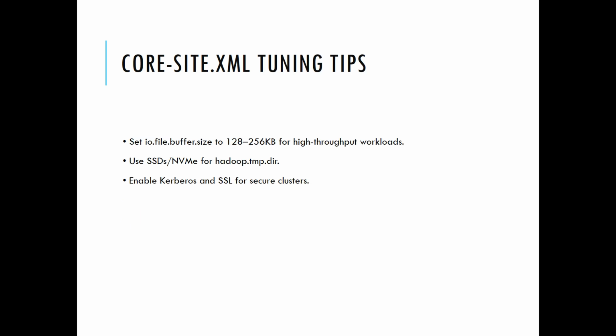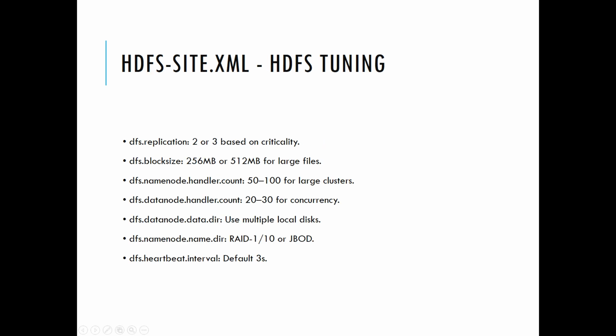Now let's look at tuning recommendations for core-site.xml. For high-throughput workloads, set io.file.buffer.size between 128 and 256 kilobytes. Always assign hadoop.tmp.dir to high-speed SSD or NVMe storage devices. For security, it is strongly advised to enable Kerberos for authentication and configure SSL encryption for secure data transmission within your Hadoop cluster. Shifting focus to hdfs-site.xml, here are the most critical parameters.